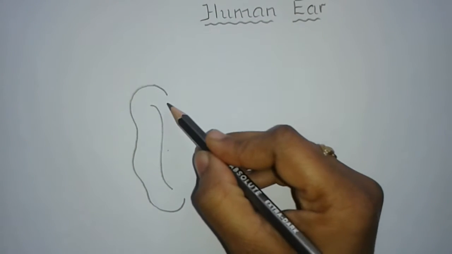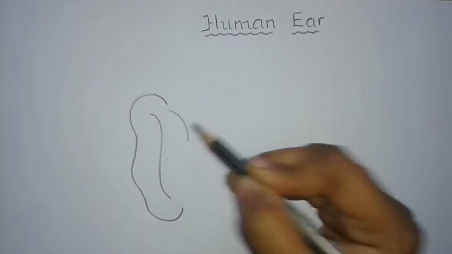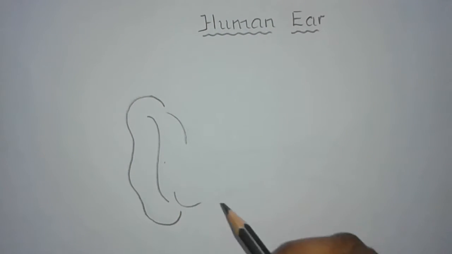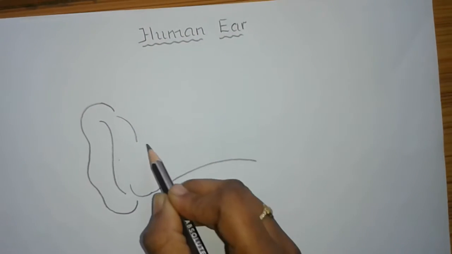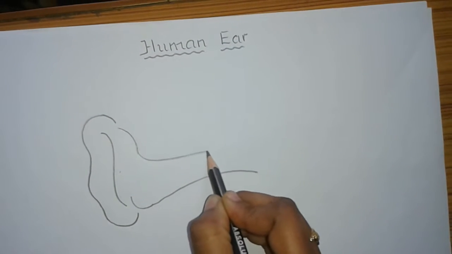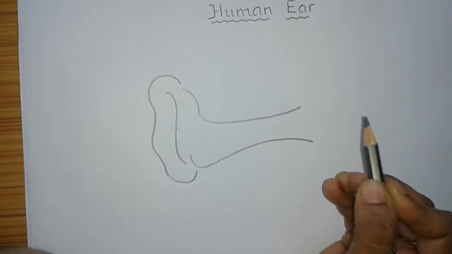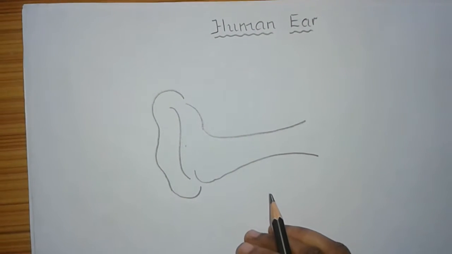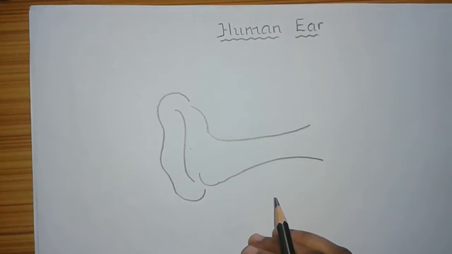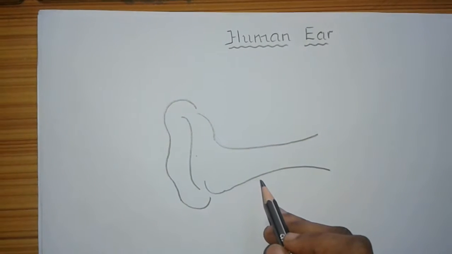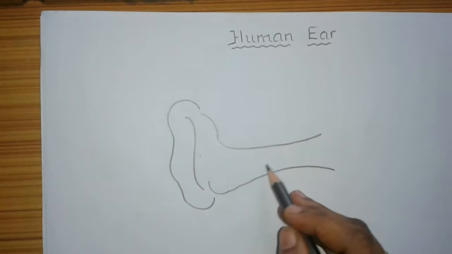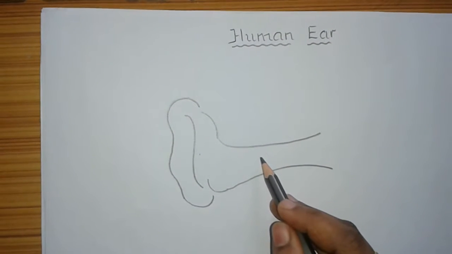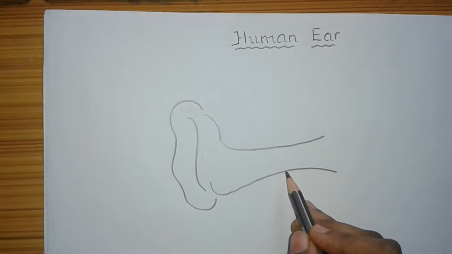Now draw the auditory canal. So just make a curved line like this. This is the auditory canal. The hairs present in the auditory canal prevent dust particles from entering, and the wax which is produced in the auditory canal entangles small organisms and the dust.